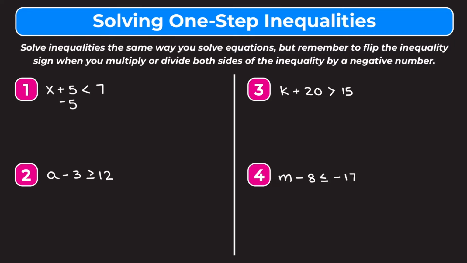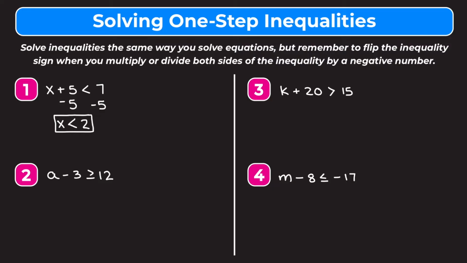And anything we do to one side of our inequality, we have to do to the other side, just like equations. So we're going to subtract 5 from the right side. On the left side, we're left with x, and we have a less than sign instead of an equal sign. And on the right side, 7 minus 5 is going to give us 2. So we get the answer of x is less than 2, which means that x can be any value that is less than 2. So x could be 1, x could be 0, x could be negative 3, x could be negative 4.5. Anything less than 2 would satisfy this inequality.